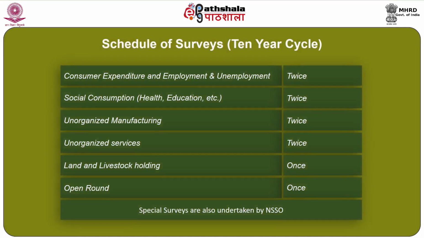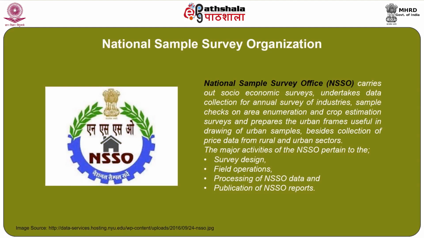Schedule of surveys for every 10-year cycle: consumer expenditure and employment and unemployment twice, social consumption like health, education, etc. twice, unorganized manufacturing twice, unorganized services twice, land and livestock holding once, open round once. Special surveys are also undertaken by the National Sample Survey Organization. It carries out socio-economic surveys, undertakes data collection for the Annual Survey of Industries, sample checks on area enumeration and crop estimation surveys, and prepares the urban frames useful in drawing urban samples, besides collection of price data from rural and urban sectors.